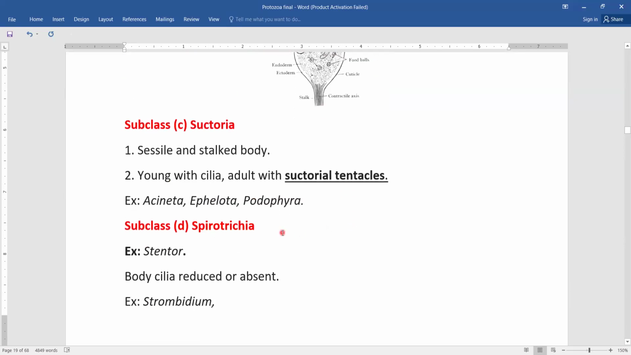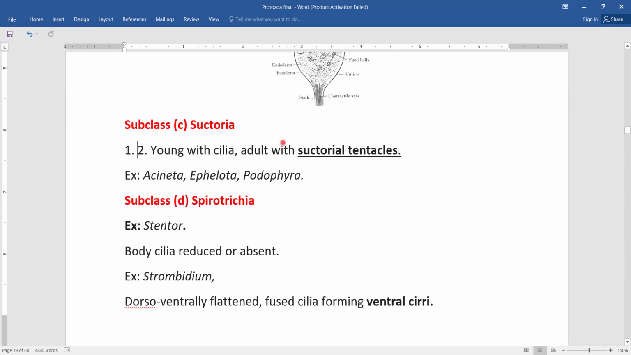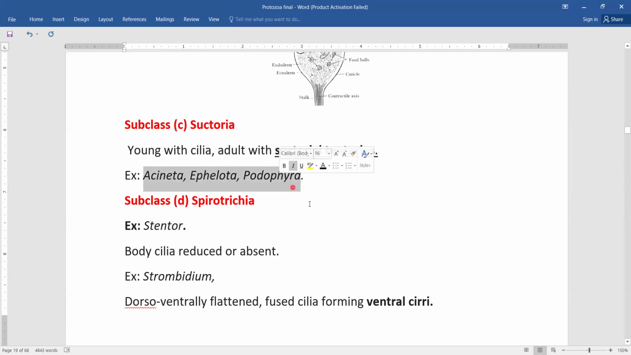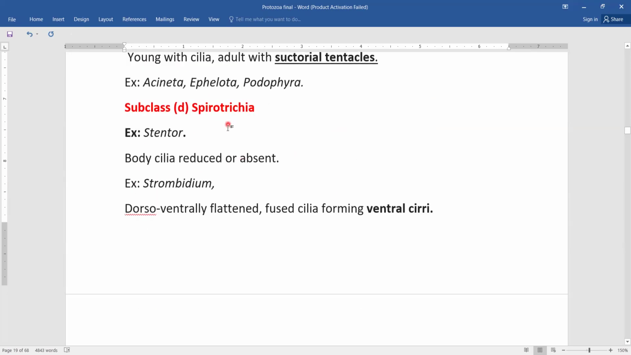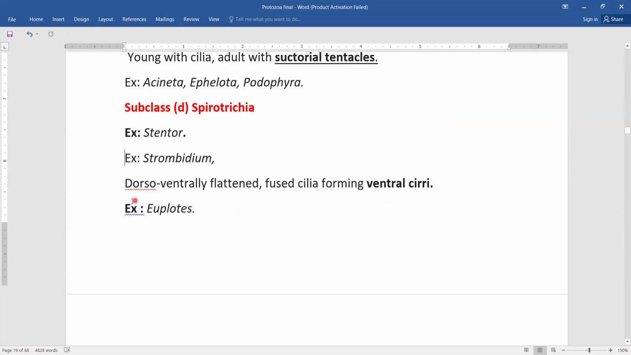Suctoria, actually these two classes were later added to Ciliophora. Anyway, the important point about Suctorians: the young ones have cilia, and adults have suctorial tentacles. Protozoans with tentacles are Suctorians. Examples are Acineta, Ephelota, Chlorophyll. That is one important thing to remember. Then Spirotricha, they are a kind of parasites. Just Stentor, Strombidium, those two examples are enough.